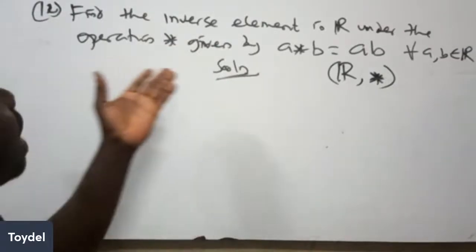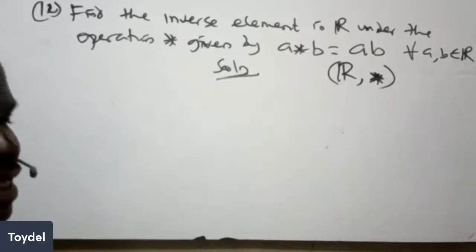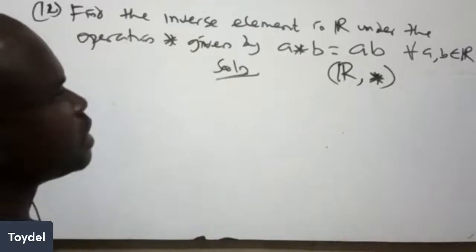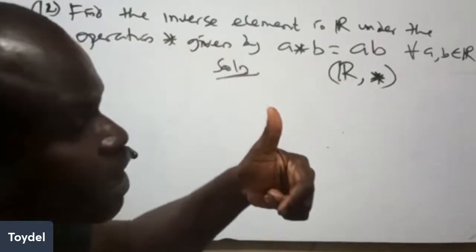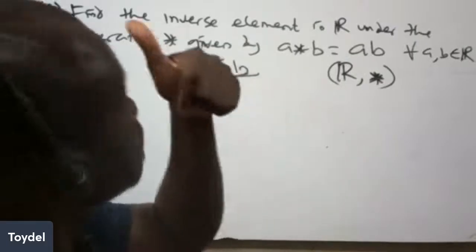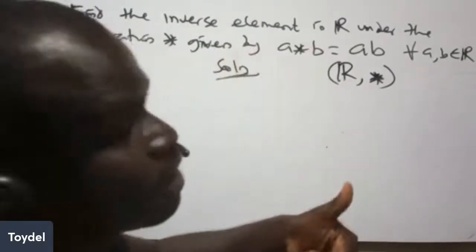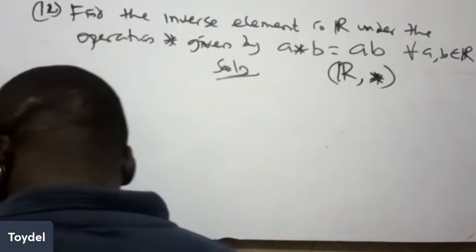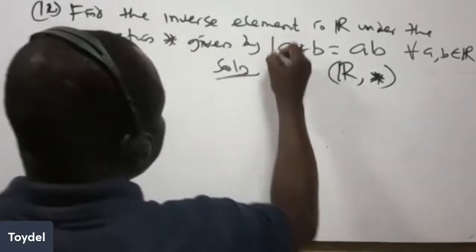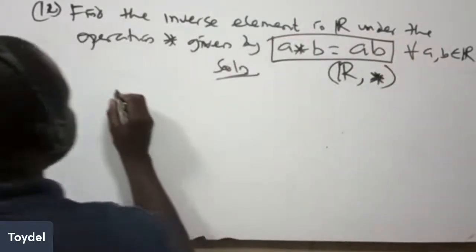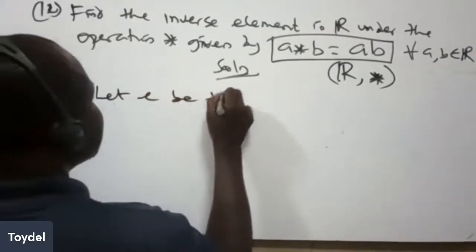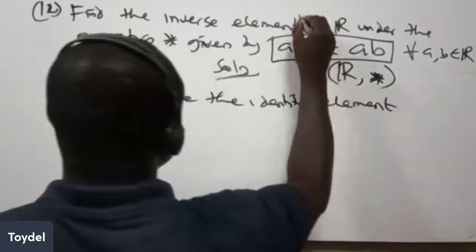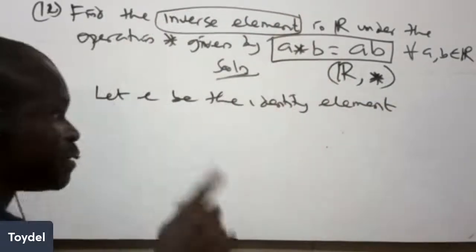So in this case now, the question says find the inverse element. We can never get the inverse element without the identity element. So if you have to find the inverse element, the first thing that you are required to do is to first find the identity element. Once we know the identity, that's where we can actually find the inverse element. So I will say let E be the identity element.